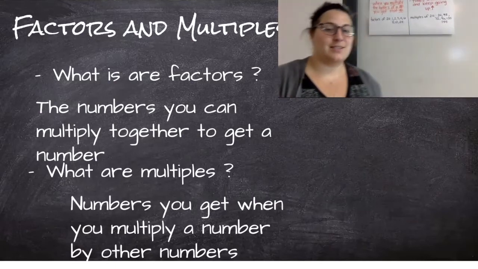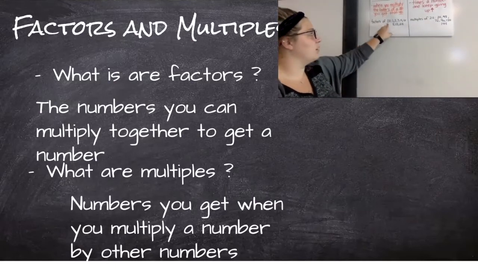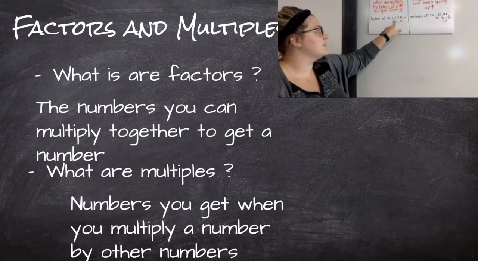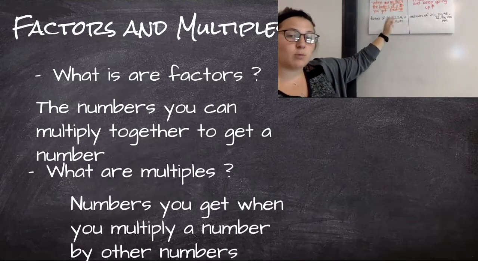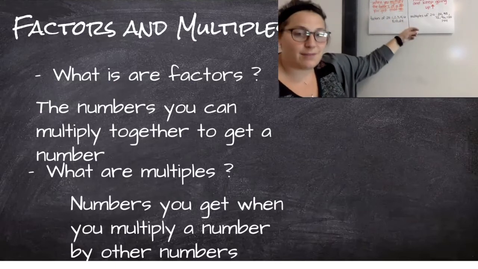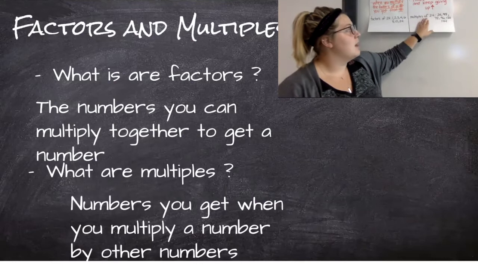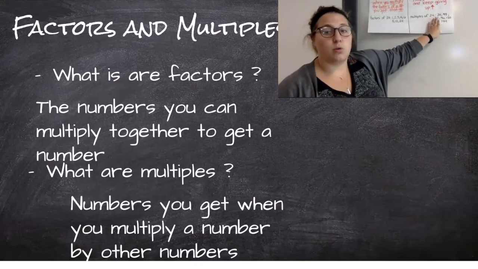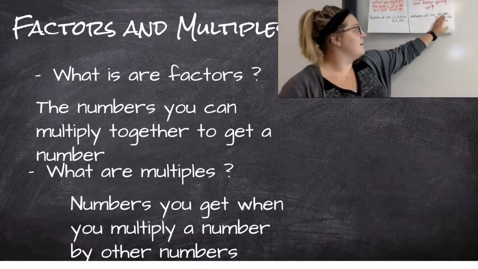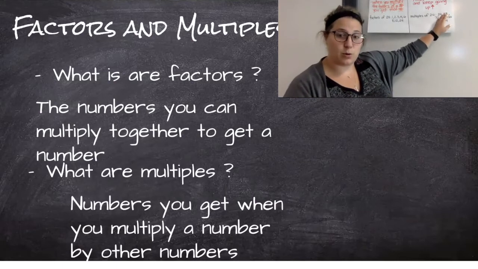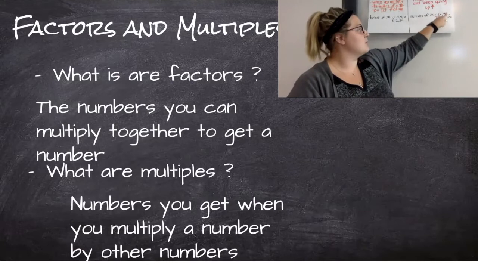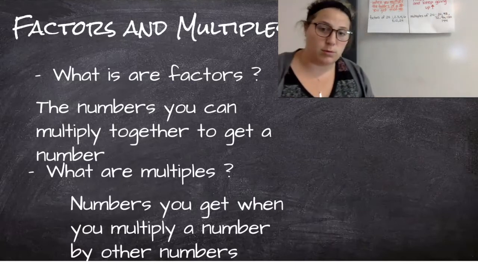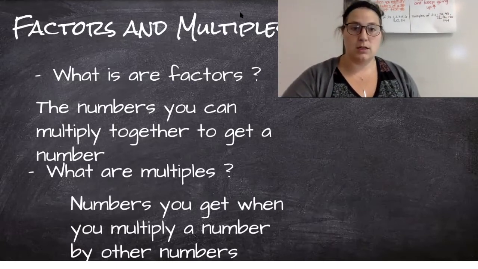So as we did yesterday, our factors of 24 were 1, 2, 3, 4, 6, 8, 12, 24, because combinations of those numbers multiplied together gave us 24. Multiples of 24 are 24, because that's times 1, 48, which is 24 times 2, 24 times 3 is 72. So the answers to those problems are the multiples of 24.